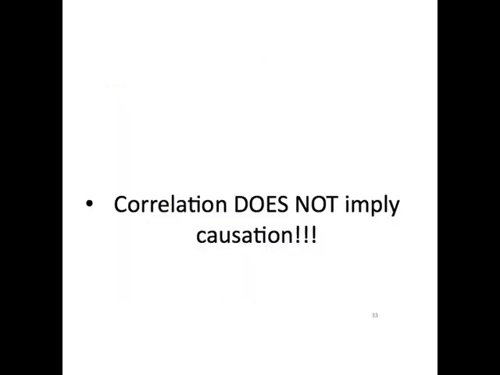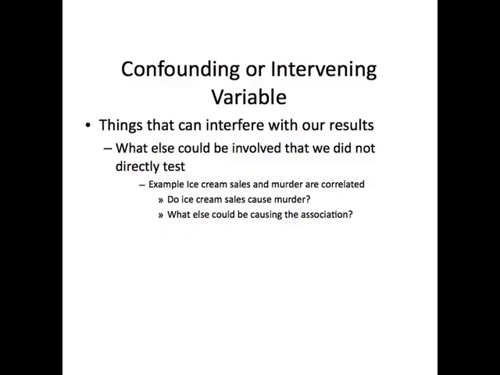The major limitation of correlational studies is that they do not permit us to determine cause and effect relationships between variables. We can talk about the association between the variables, but we cannot say that one variable causes another to increase or decrease. The major reason we cannot make cause and effect conclusions is that there can be other variables that we didn't study or control for that have an influence on our outcome variable. These other variables are called confounding or intervening variables, and again, they interfere with our results.